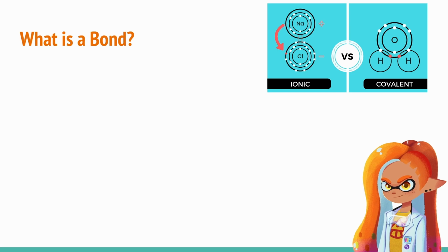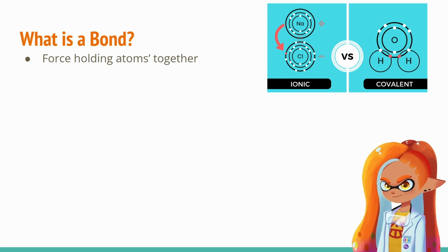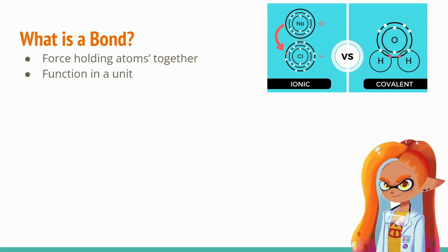So first we're going to talk about what is a bond. And this is a review of general chemistry, but in case you forgot, we have the force that is holding the atoms together. And so we have the different kinds of bonds which will have different kinds of forces depending on what is really holding them together. And so this bond that forms makes a unit of something, whether it's an ionic compound or a covalent molecule.